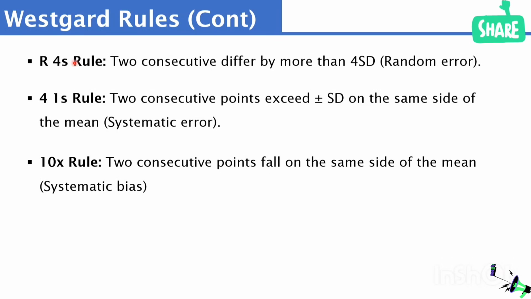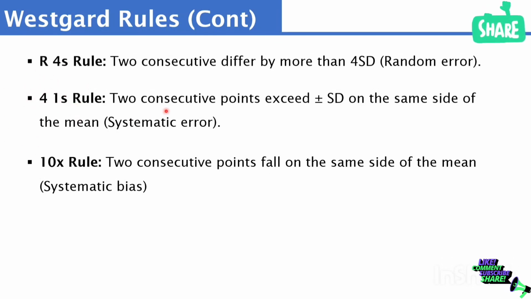So when you have 2 consecutive times, you've done it the first time, you've done it the second time, and each of the points, 2 consecutive times, they exceed 4 standard deviation. That is the R 4s rule. Do you understand me? Okay, that is the R 4s rule. That R 4s rule means that the 2 consecutive times are more than 4 standard deviation, and this can be due to what? Random error.